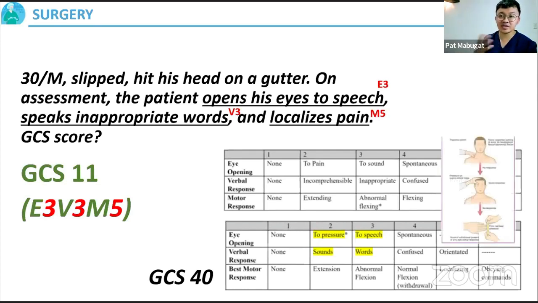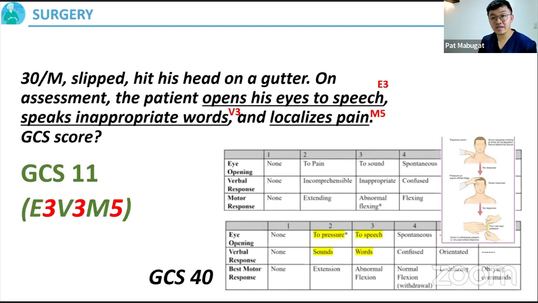Because sternal rubs are not very welcoming to see, we actually made use of the trapezius pinch, the supraorbital pressure, and the pinching of the nail bed to simulate pressure in the patient, not pain necessarily. And for 3, to speech. For verbal response, we have no sounds, words, confused, and oriented. For best motor response, basically still the same.